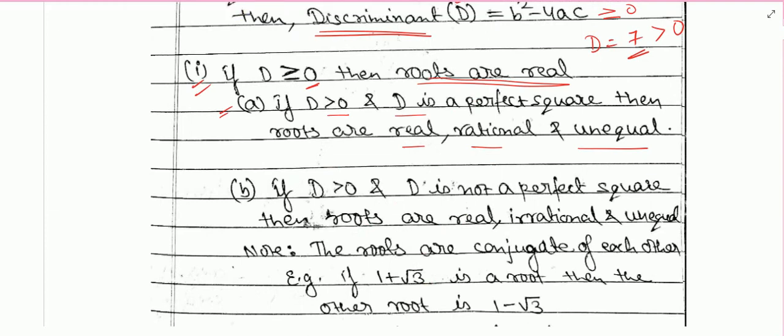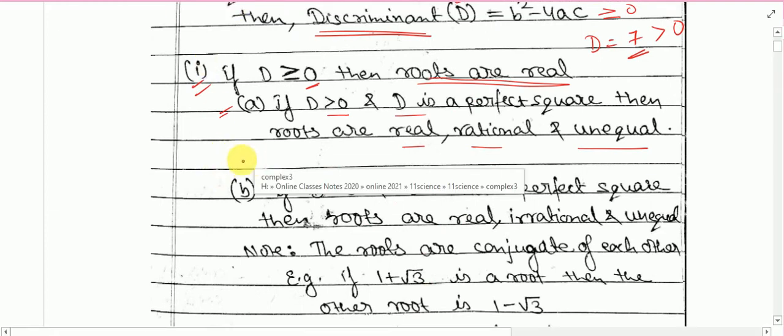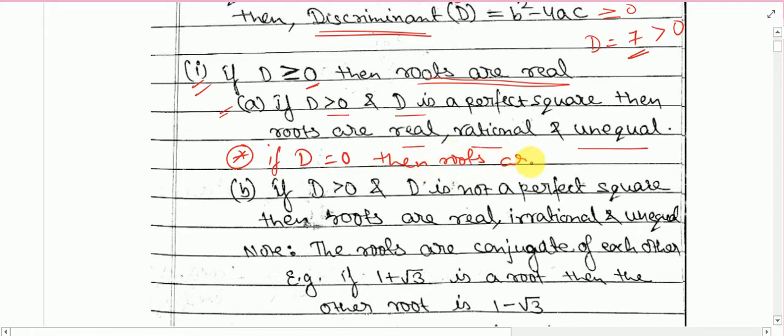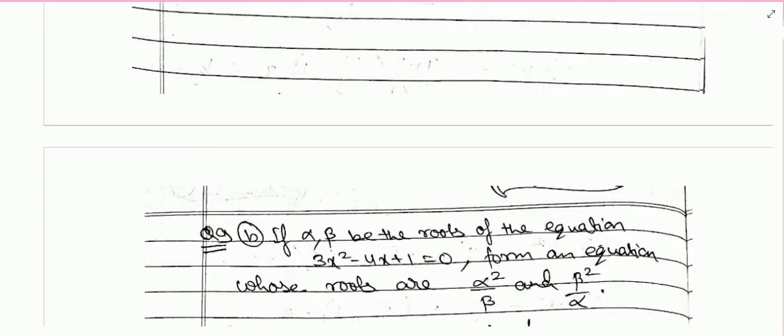Okay children, so here I think I have missed out one thing. One case will be here if D is equal to 0, then roots are real and equal. Please add this, though you know this, but I had forgotten to write over here. So if D is equal to 0, then roots are real and equal.